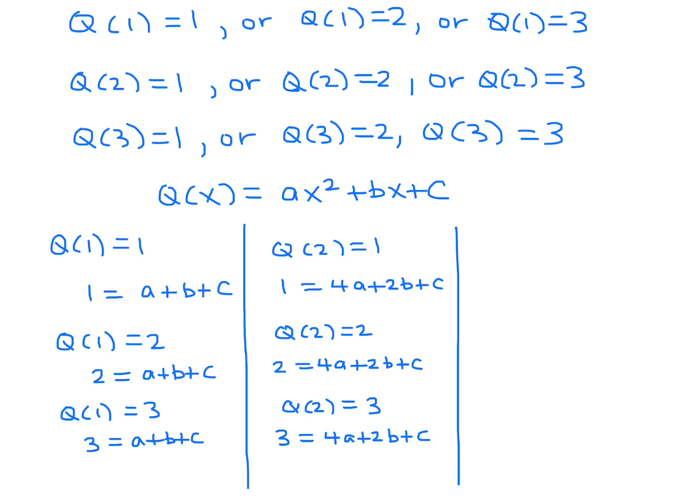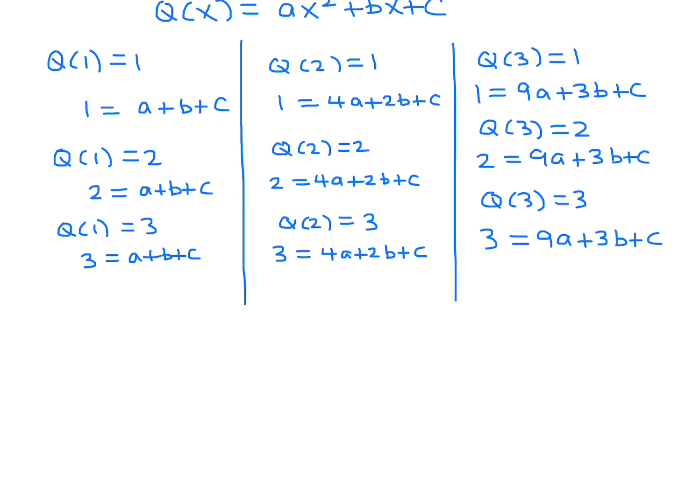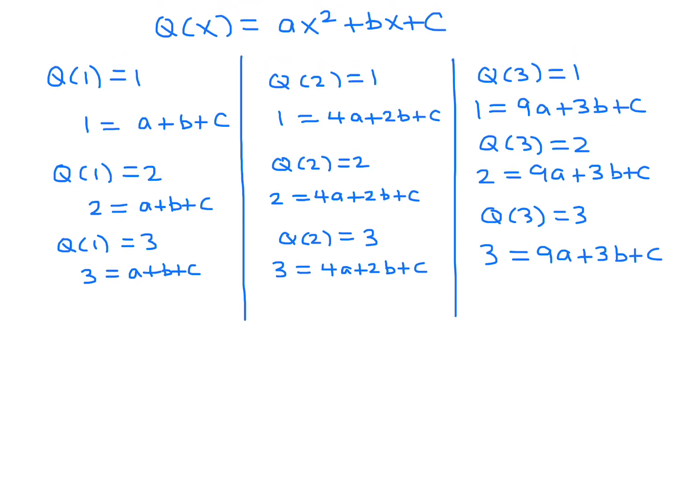And in a very similar way, these guys using this one will give the following. We will get, if q of 3 is equal to 1, you have 1 is equal to 9a plus 3b plus c. And if q of 3 is equal to 2, you get 2 is equal to 9a plus 3b plus c. And finally, if q of 3 is equal to 3, we get 3 is equal to 9a plus 3b plus c. All right. Okay. Well, trust me, we're getting somewhere. We're making progress.